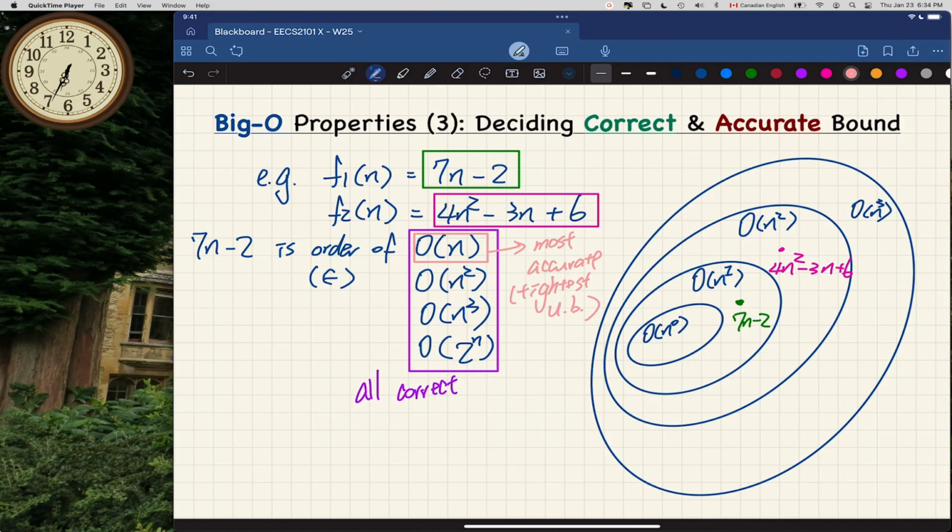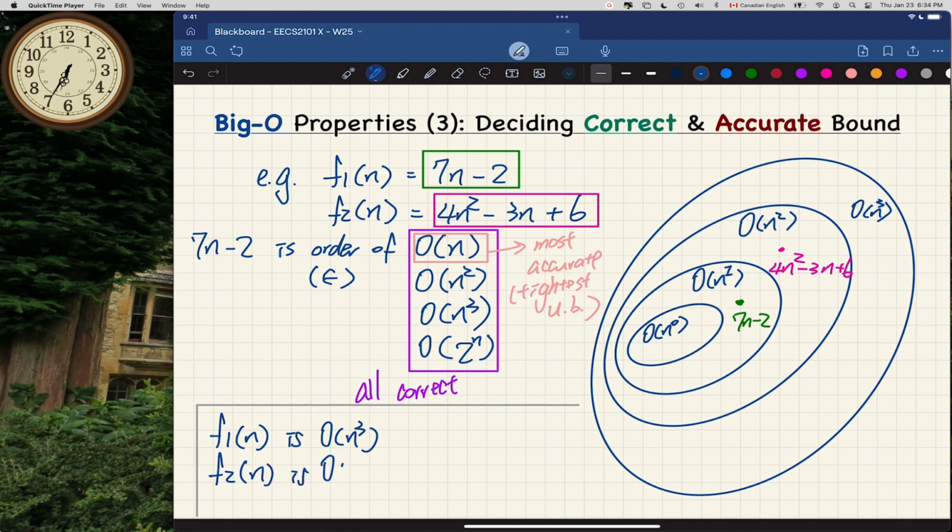And let me now show you one more to see how things can get very, very misleading. I'll put it here. And I will simply say the following. I would say f1 of n, the first algorithm, I can say it is big O of n cubed. That's correct. I can say f2 of n, the second algorithm, is big O of n squared.